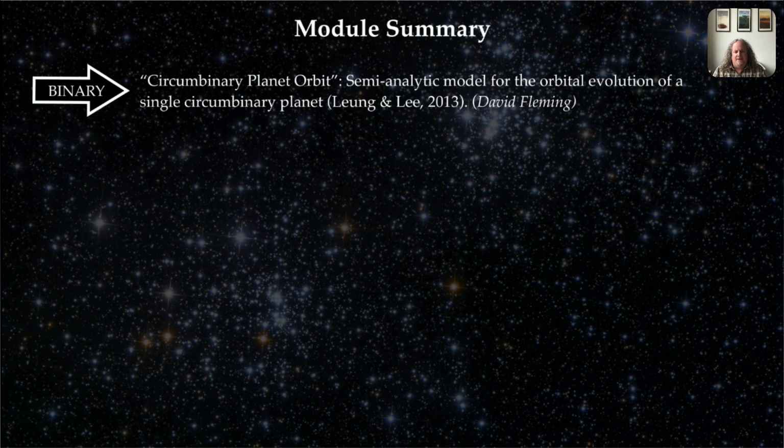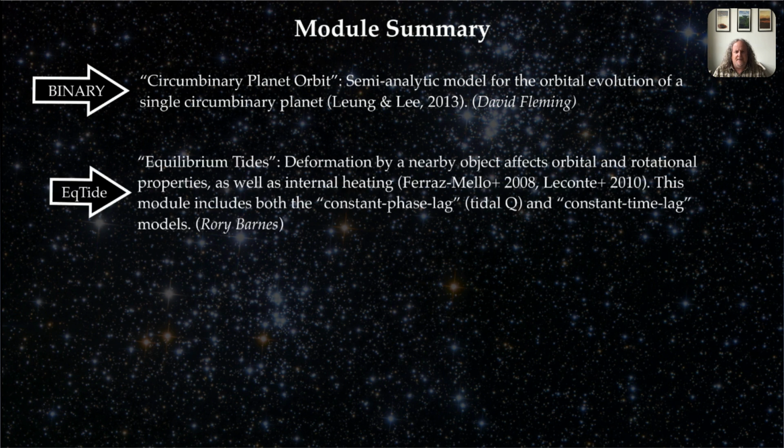The next module is Binary, which simulates the orbital evolution of a circumbinary planet. Like Distorb, it's a semi-analytic model, but is limited to just a single planet. This model is taken from a paper that came out in 2013 by Liu and Li.